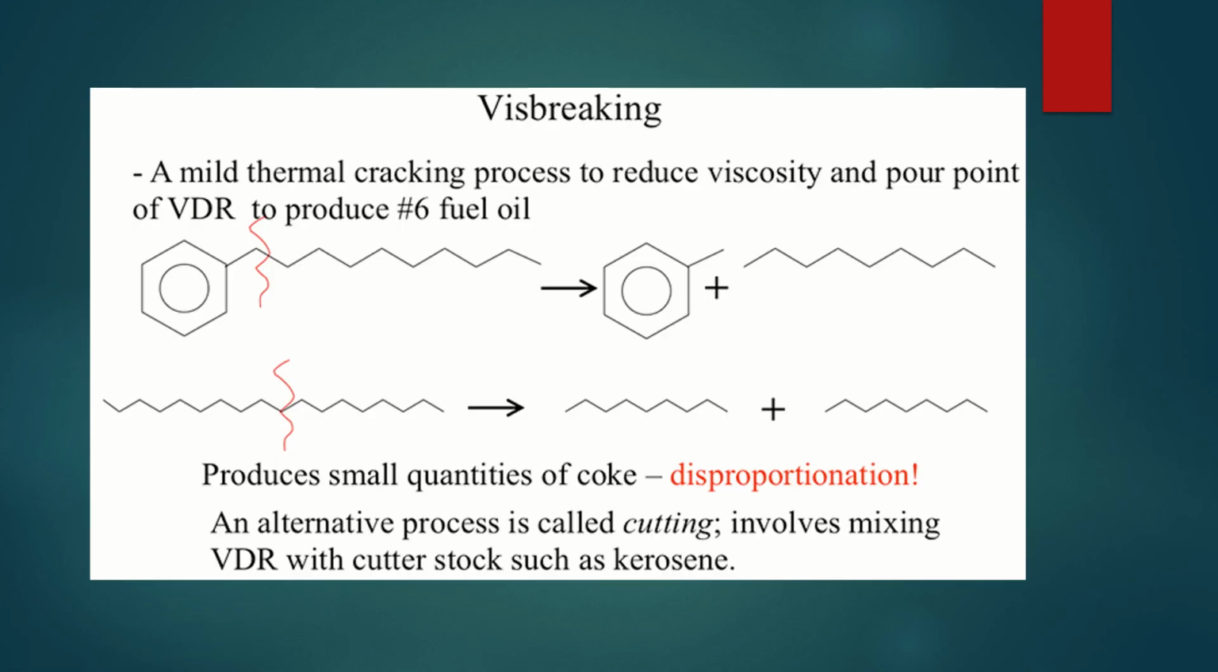So moving on to the chemistry of visbreaking, a mild thermal cracking process to reduce viscosity and pour point of VDR to produce fuel oil. Here the bond gets broken and the reaction occurs as shown. It produces small quantities of coke, which is disproportionation not required. An alternative process is called cutting, which involves mixing of VDR with cutter stock such as kerosene.